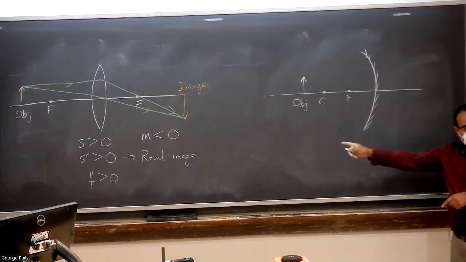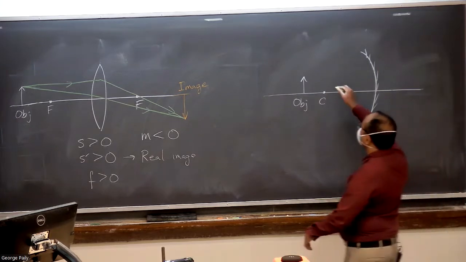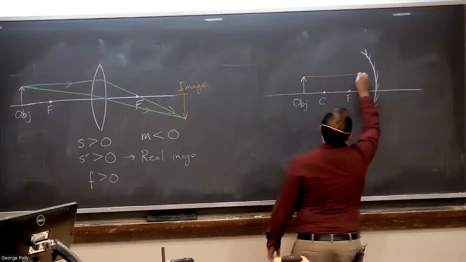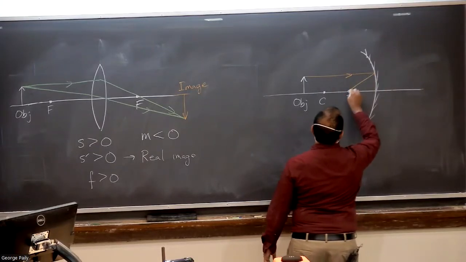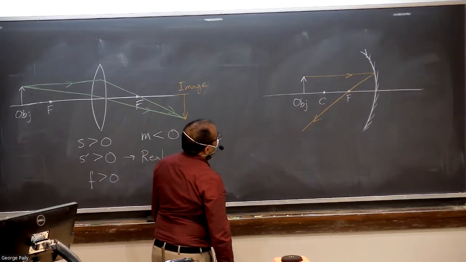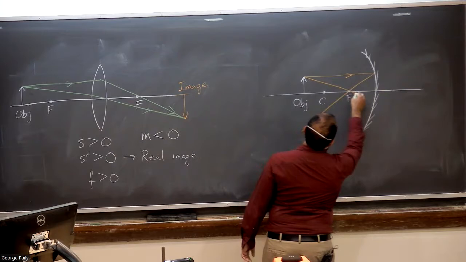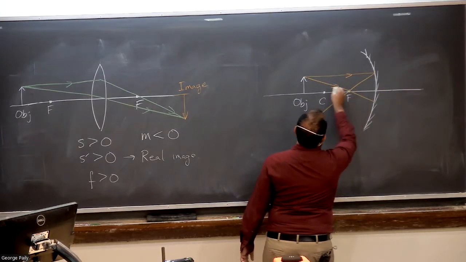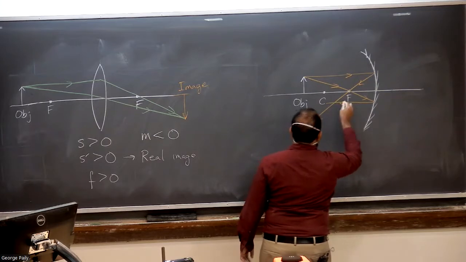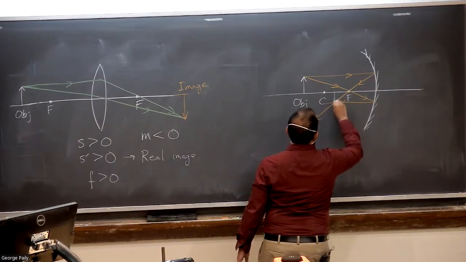A question about the, we're good? Okay. All right, so we can do one ray going parallel and then reflecting through the focal point. You know what, we can do another ray going through the focal point and then reflecting parallel. So now our image is over here.